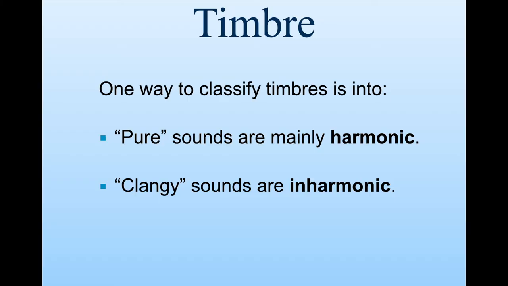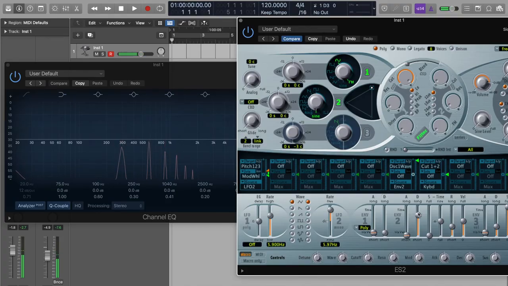There are a number of ways of classifying timbres. One of them is to classify them into, have they got harmonic overtones or inharmonic overtones. What that means is there's a simple mathematical relationship between the overtones' frequencies when they are harmonic, and this simple mathematical relationship is not there when they are inharmonic. Harmonic timbres sound pure, like this. Inharmonic timbres sound more clangy, like this. Or this.